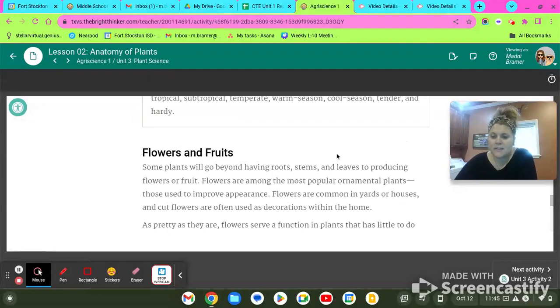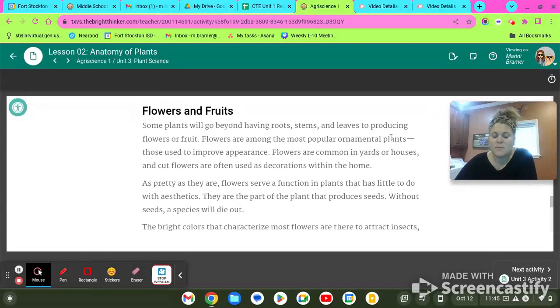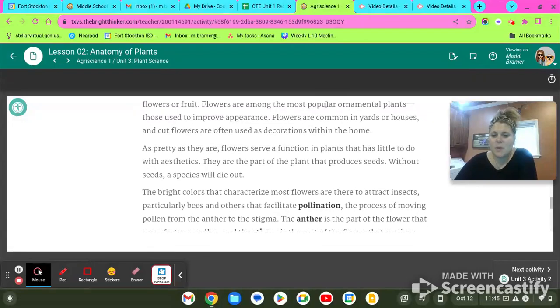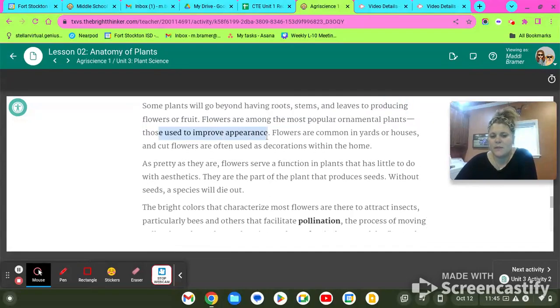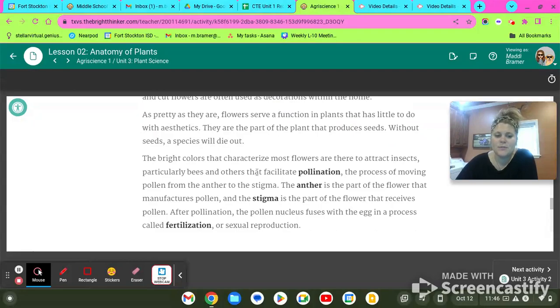So not all plants are going to have these next anatomy parts, but some will have flowers or fruit. Flowers are the most popular ornamental plants. They improve appearance. Do the flowers do this for our benefit? No, they do it for pollinators, right? So the pretty colors are going to attract the pollinators, and that's how they're going to reproduce. Those bright colors that characterize most flowers are there to attract insects. So is the aroma. That's not for our benefit. Those are for the pollinators.